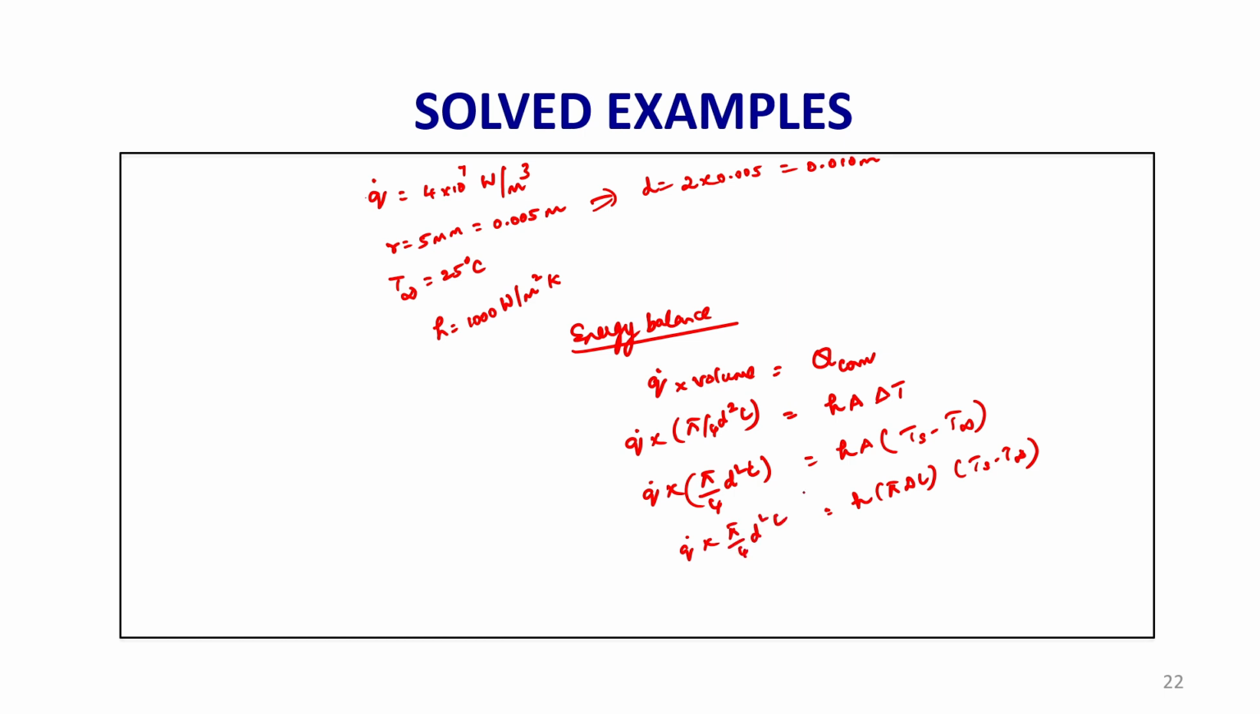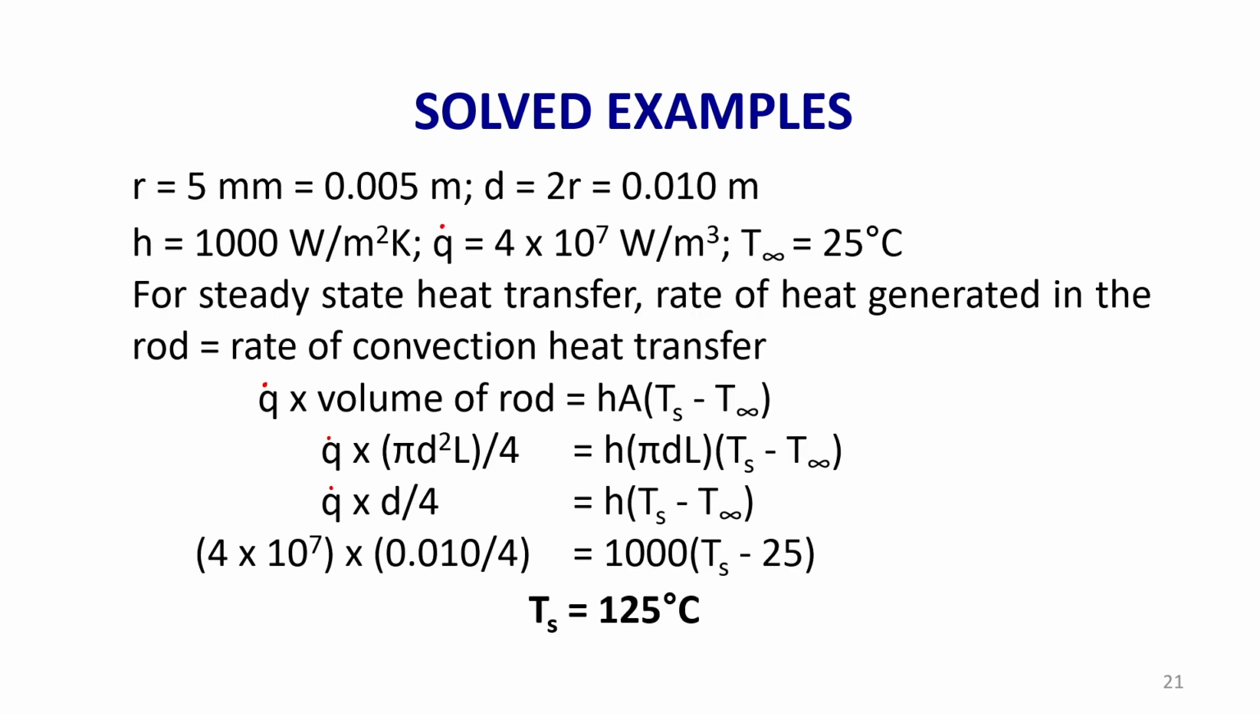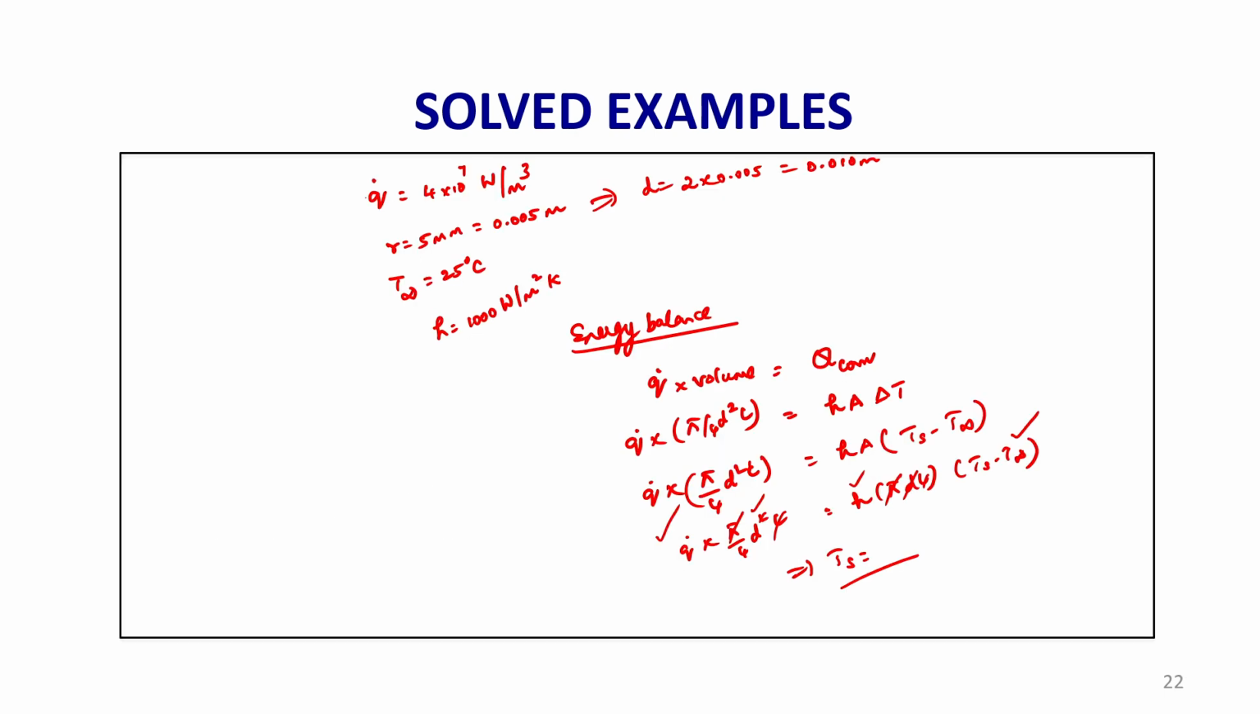Here I am using pi dL, let us use a uniform letter, this is small d. So, these terms will get cancelled, length will get cancelled, one diameter term will get cancelled. So, you can find out Ts. This value is given, H is given, T infinity is given, diameter is given. So, we can calculate the surface temperature, it comes to 125 degrees centigrade.